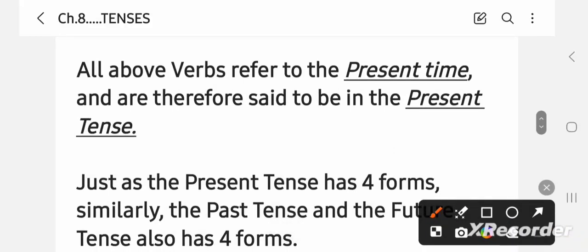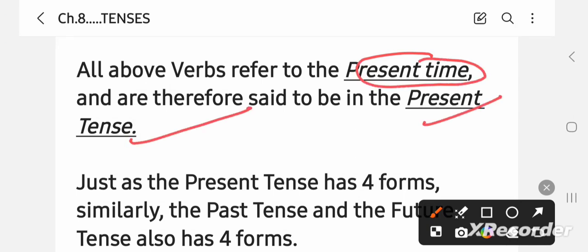All the above verbs refer to the present time, and therefore they are said to be in the present tense. Verbs which are referred to in the present time are said to be in the present tense. Similarly, verbs that are referred to in the past time are said to be in the past tense, and verbs that are referring to the future time will be said to be in the future tense.